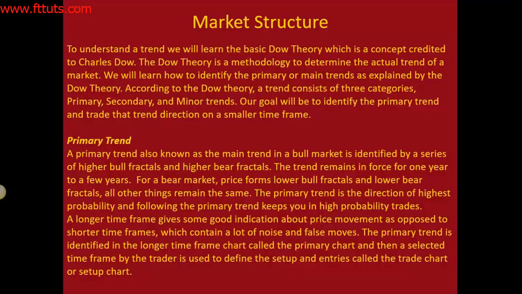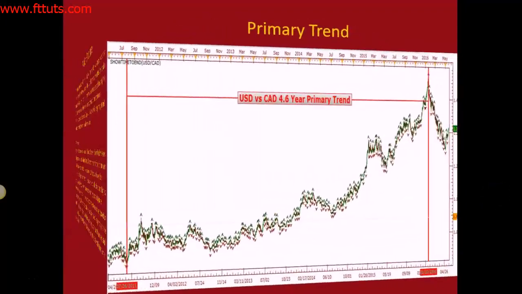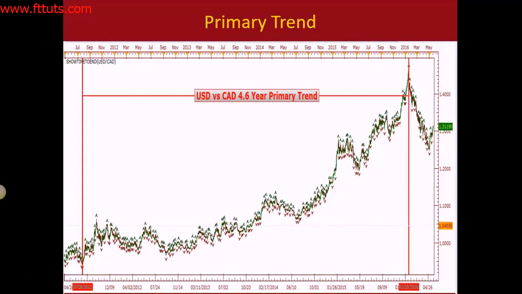Now it says we're going to look for the primary trend, and primary trends usually last for a year to a few years. We're not going to basically trade that primary trend. You'll catch on as we move on and look at things. So here you see the US dollar CAD on a 4-year primary trend. You can see where it started back here, 7/26/2011, and it ended 1/20/2016. That's your primary trend. That's the main direction that you really wanted to be trading this market at that time.